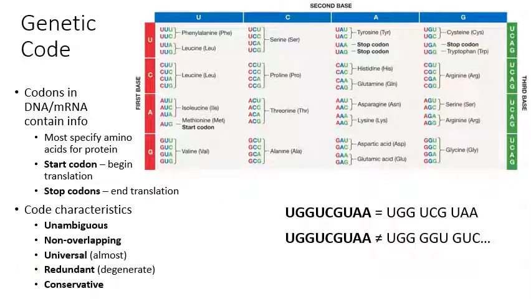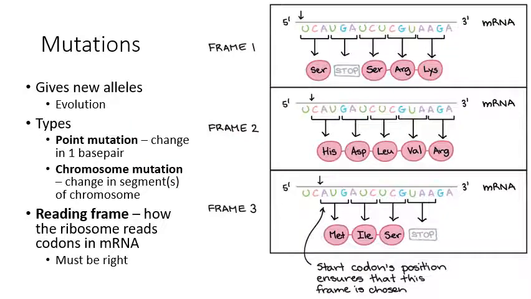So the redundancy characteristics of the code make it less likely that if you have mutations, you're going to get a change in your protein. The conservative characteristic also helps reduce the effect of mutations, and we'll talk about how that works when we talk about the mutations, which we're going to talk about right now, actually.